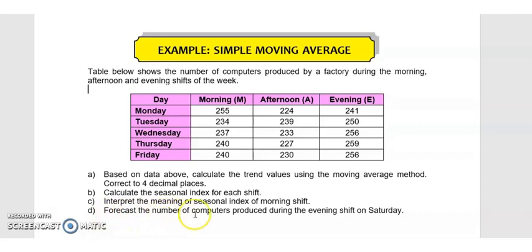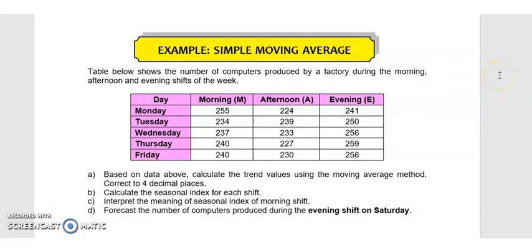Forecast the number of computers produced during the evening shift on Saturday. So meaning to say that we want to focus by shift. Okay, so now look at shift: 1, 2, 3. So three shifts, odd terms. So meaning to say that we need to use simple moving average.